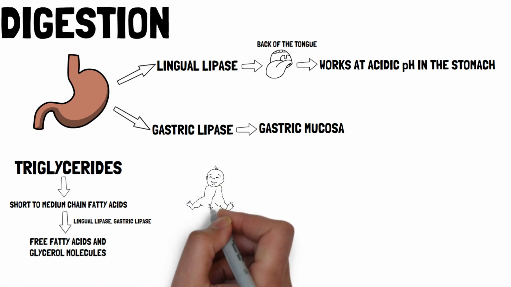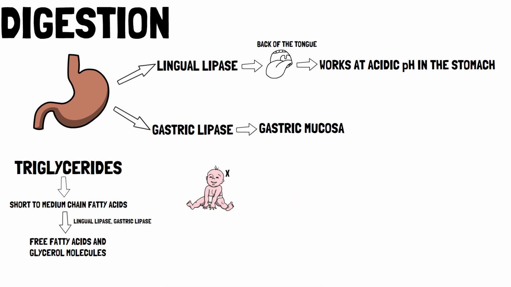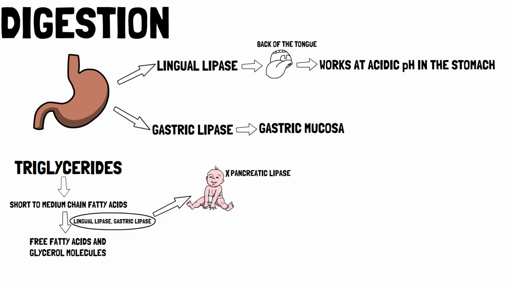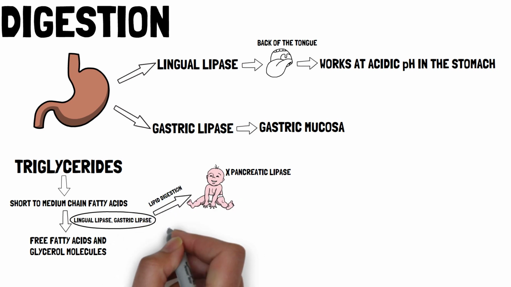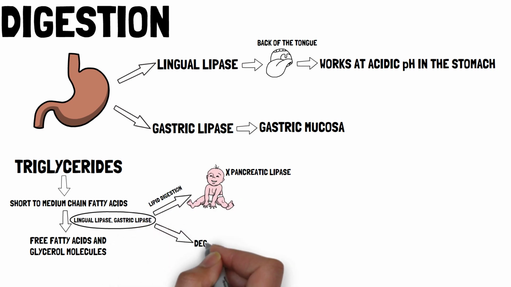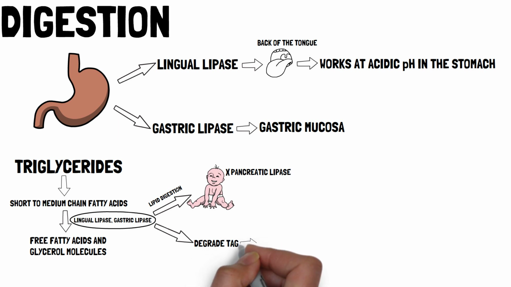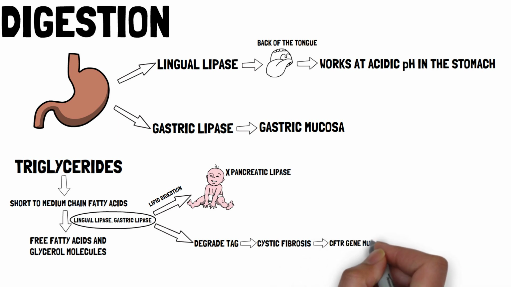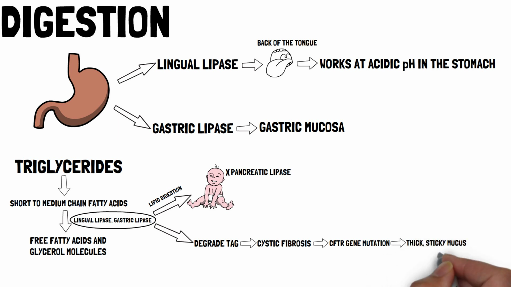As infants do not produce a sufficient amount of pancreatic lipase, these lipases also play a role in lipid digestion in infants. Similarly, these enzymes also help in degrading triacylglycerol molecules in patients with cystic fibrosis, in whom a mutation in the cystic fibrosis transmembrane conductance regulator gene leads to thick, sticky mucus that blocks ducts in the pancreas, thereby affecting enzyme release, ultimately leading to pancreatic insufficiency.